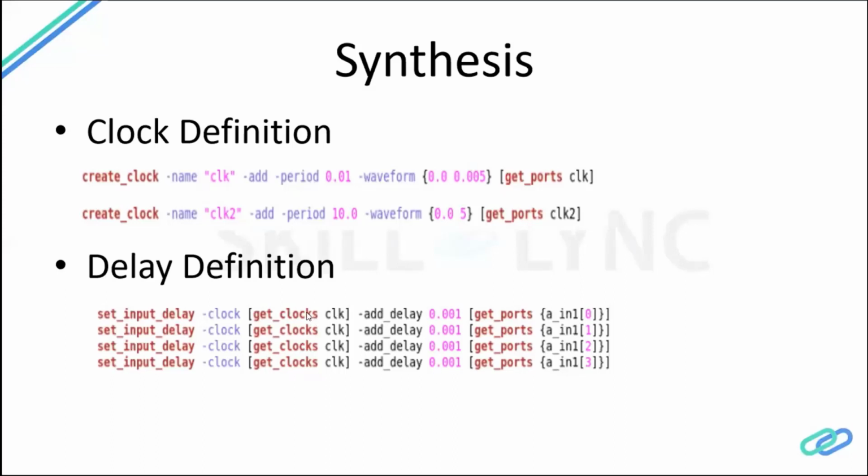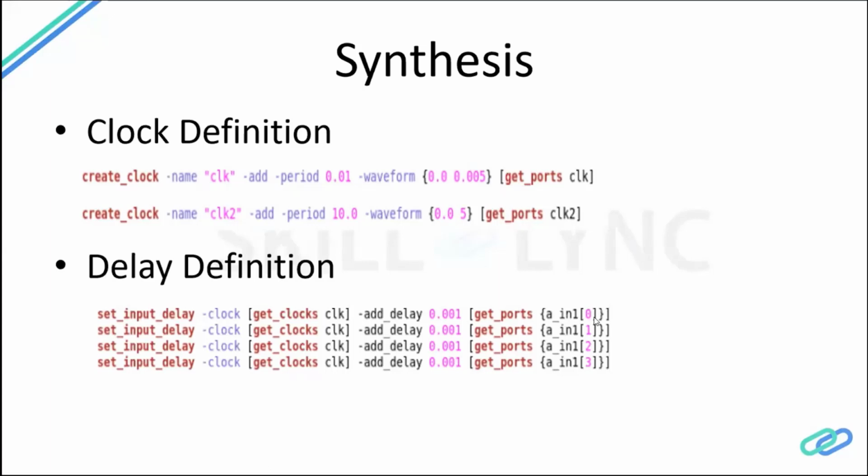Which clock is it associated with? So we are saying that it will be associated with this clock as we have defined here, CLK. So this clock, and this is the delay which will be there for inputs. Then we do that for that port. So this is a sample of how a constraint file looks.